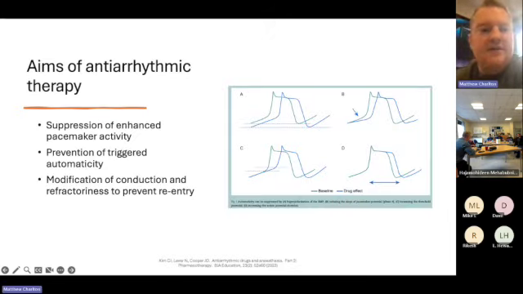Okay, so what are the aims of antiarrhythmic therapy? We've already touched on it, but realistically, we want to suppress enhanced pacemaker activity, and that's quite easy to get your head around. Prevent triggered automaticity, which is the things that we spoke about, those delayed afterdepolarizations and early afterdepolarizations, and then modify any conduction or refractoriness to prevent re-entry tachycardias.